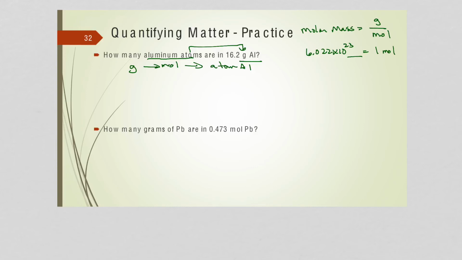So we're going to start with what we know. So I know that I have 16.2 grams of aluminum.